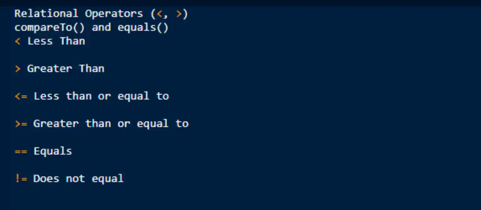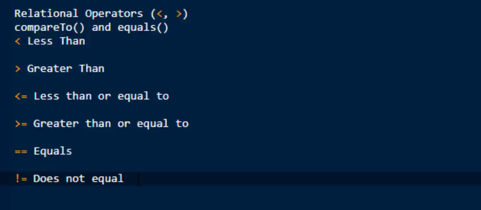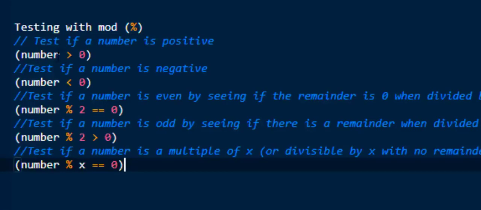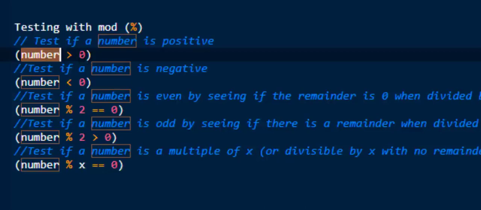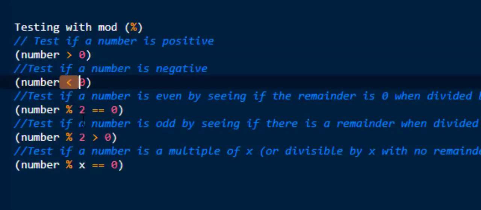The relational operator symbols less than, greater than, less than or equal to, greater than or equal to, equals, and does not equal are used for programming. Similarly, while testing with mod, we can use the following. Test if a number is positive: number is greater than 0. Test if the number is negative: then less than 0.